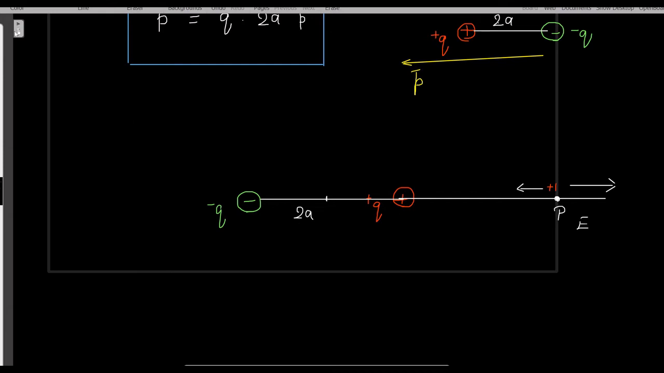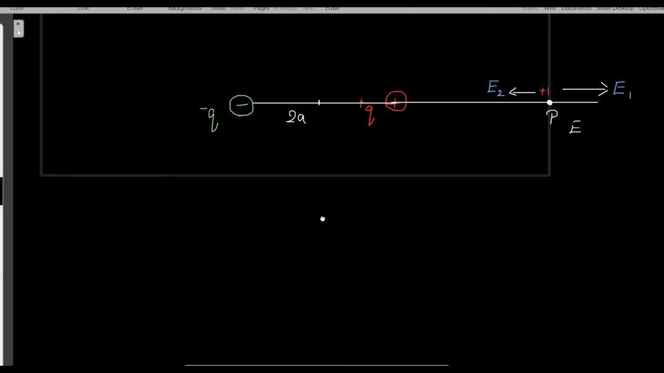Now due to plus q, what is the field at P? That is represented as E1. Due to minus q, what is the field at P? That is represented as E2. Let us calculate what is this E1, and then we'll calculate what is E2 and what is the net force experienced by this unit positive charge which is placed at the point P.